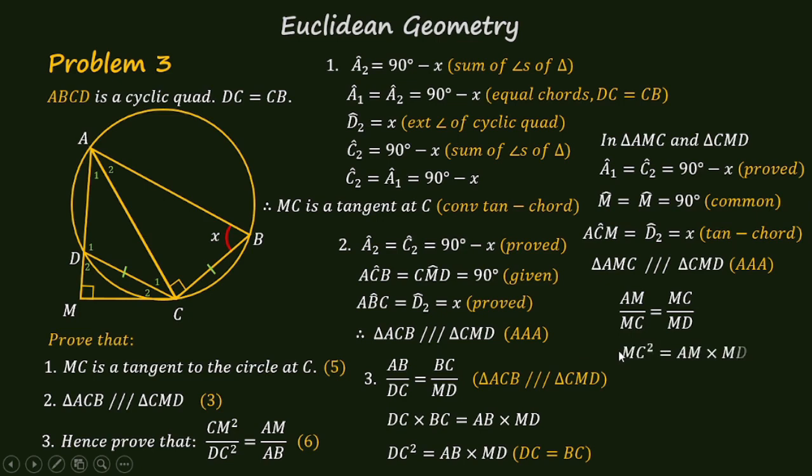So whatever we're trying to do now is to find the MC squared. If we cross multiply that, we're going to have MC squared given by AM times MD. So if we write these two as a ratio, if we divide this by this, this is what we get. We get MC squared over DC squared will be given by AM times MD, and then this one will be AB times MD. So MD and MD will cancel out. At the end of the day, MC squared over DC squared will simply be AM over AB, which is what we were required to prove.